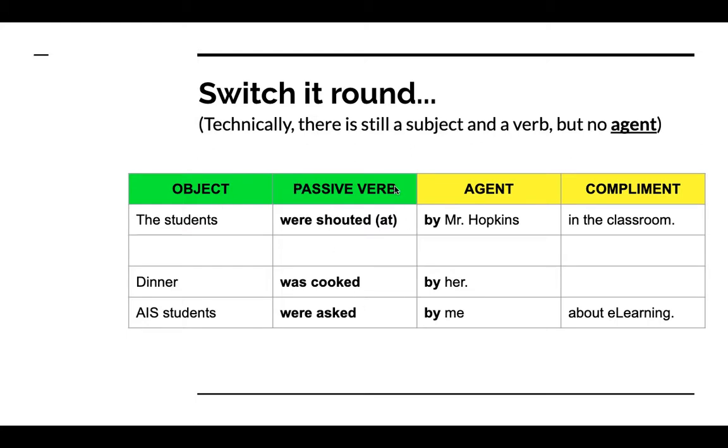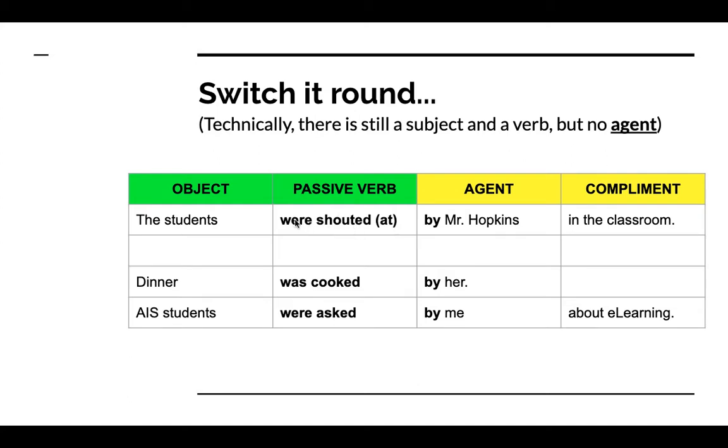And I'll go through this in a bit more detail. Now, when I said before that a sentence needs a subject and a verb, usually, well, this is still technically the subject of the sentence. And that's why I want you to think in terms of agents. The object in passive voice is the subject of a sentence, but it's not the agent. The students are not the ones doing the shouting. Dinner is not the one doing the cooking. And AIS students were not doing the asking, okay? The object takes the place of the subject. It's first here, okay? The passive verb, and again I'll look at this in more detail in a minute, still comes second, but there's been a change.